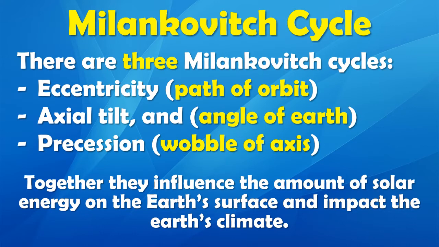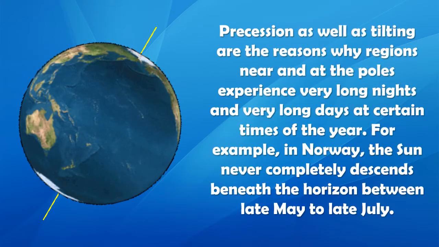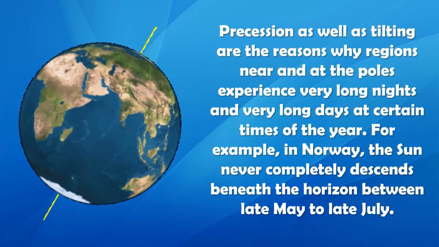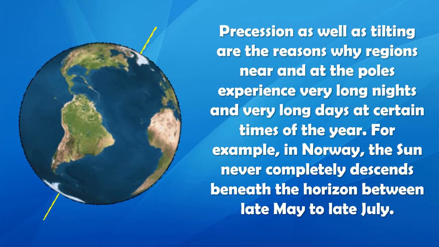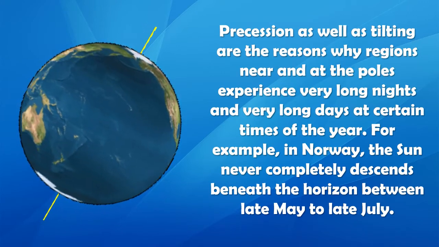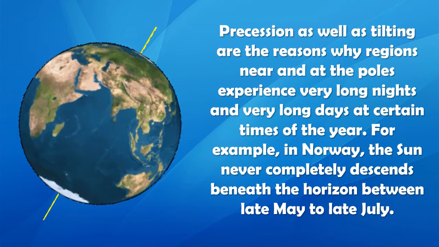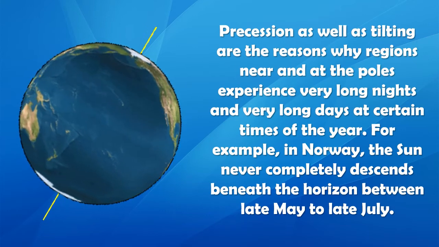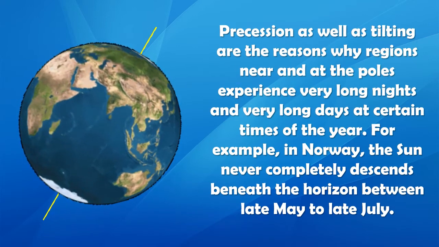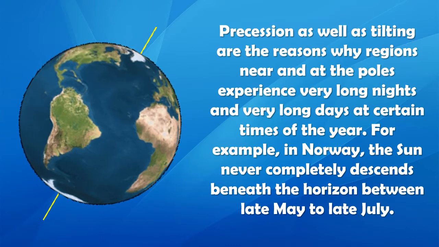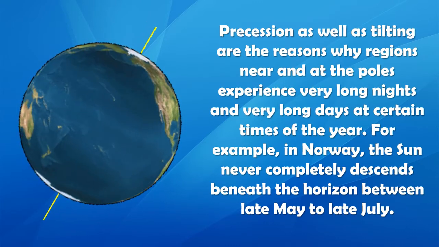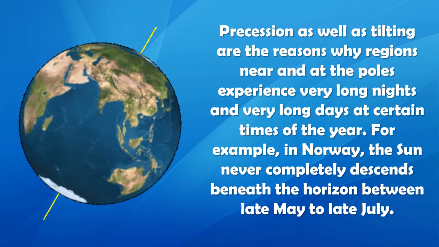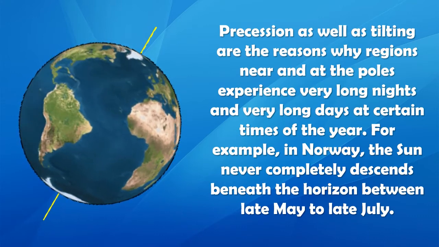The next one, and the last one, is precession, the wobble of the axis. Precession as well as tilting are the reasons why regions near and at the poles experience very long nights and very long days at certain times of the year. For example, in Norway, which is very far north, the sun never completely descends beneath the horizon between late May to late July. So we said that if you lean forward, you get more. If you lean further away, you get less. That is the axial tilt. The fact that you wobble from forward and back is precession.